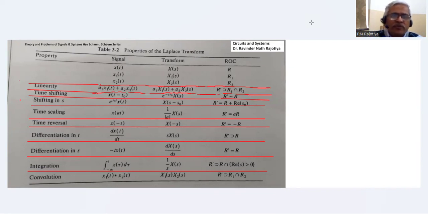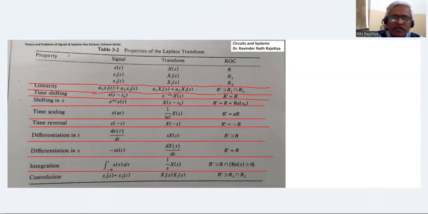I am teaching a course on circuits and systems, and today we will learn yet another very important topic, the properties of the Laplace transform. I have taken a reference from the Schaum series book, Theory and Problems of Signals and Systems, written by Schaum. So let's start with the properties of the Laplace transform.